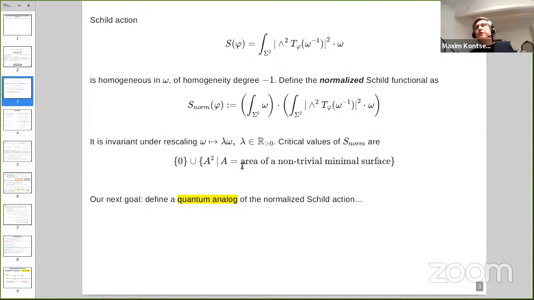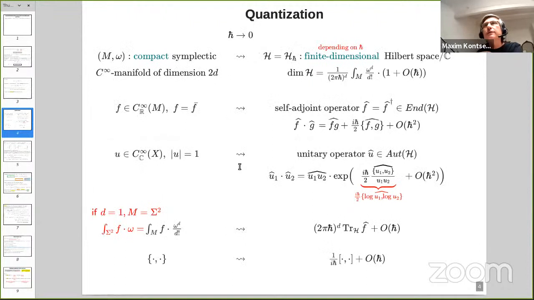So in general, if the target is compact, not like R^n, then you should get a countable set of critical values. So now the next goal is to define something like a quantum analog of this normalized Schild action, and it goes through the following dictionary. So it's quantization.